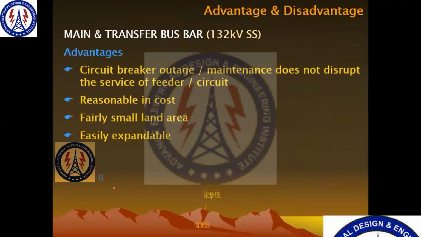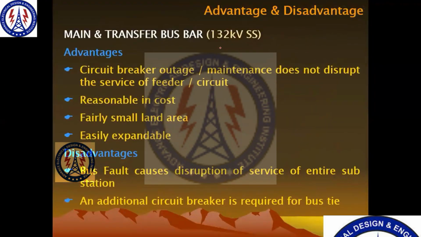Then main and transfer bus we can use up to 132 kV. Advantage: circuit breaker outage maintenance does not disrupt the service of the feeder, as we have seen. Reasonable in cost, small land area, easily expandable. Disadvantage: bus fault causes disruption, and an additional circuit breaker is required for the bus type.